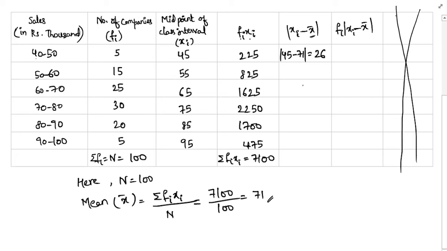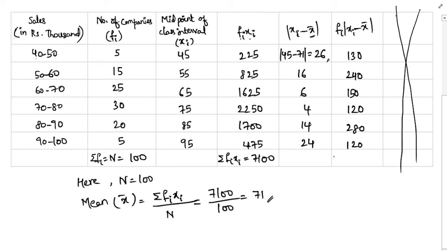So similarly for others, this is 16, this is 6, this is 4, this is 14 and this is 24. Now we have to find fi into this result. So fi is 5, 5 into 26 is 130, and 15 into 16, that will be equal to 240. Next is 150, next it is 120, next it is 280, and the last one it is 120.